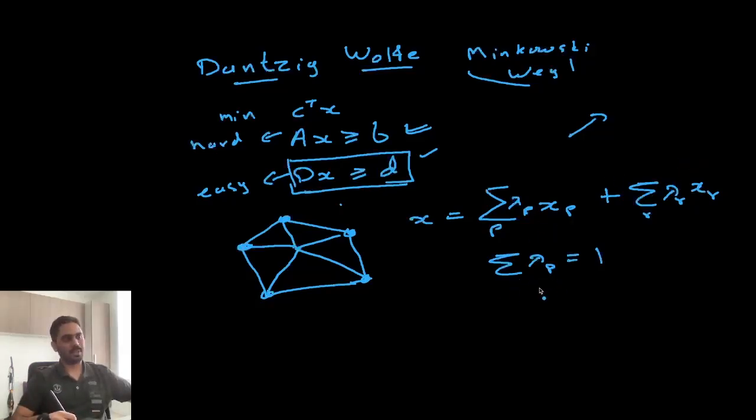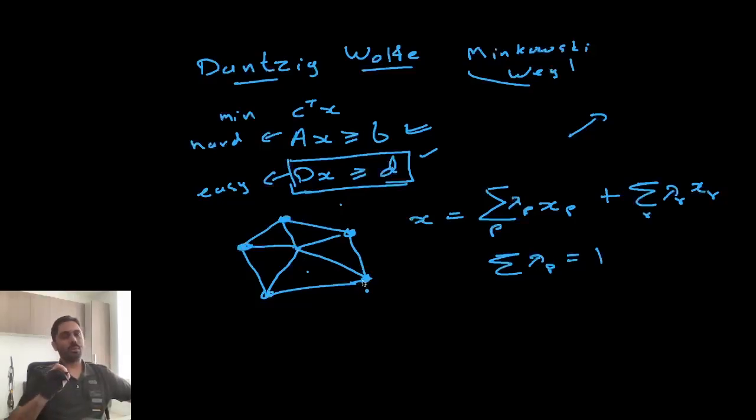And this is not free. All of this, lambda p and lambda r, is greater or equal to 0. But the sum of lambda p has to be equal to 1. So the combination of extreme points that I'm using has to sum to 1. If I pick a different point, then this lambda piece will change, while the x piece remains constant. So I can basically represent all the points inside this polyhedron by doing things like that.